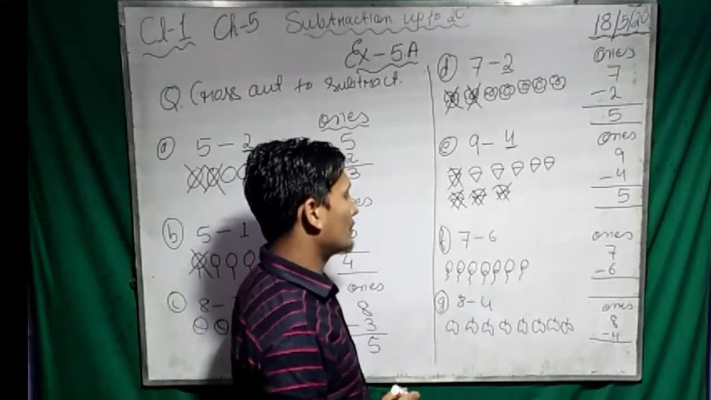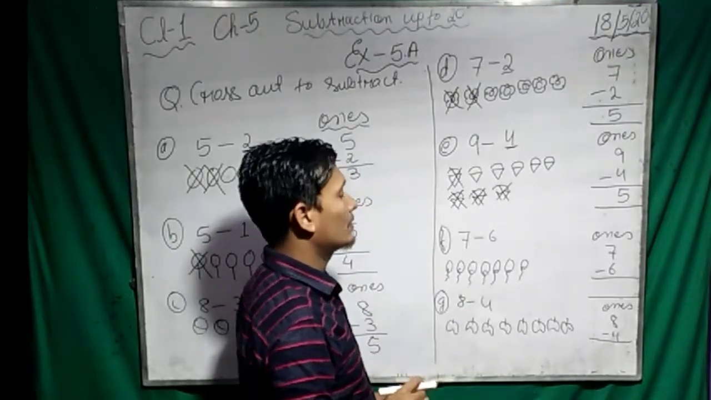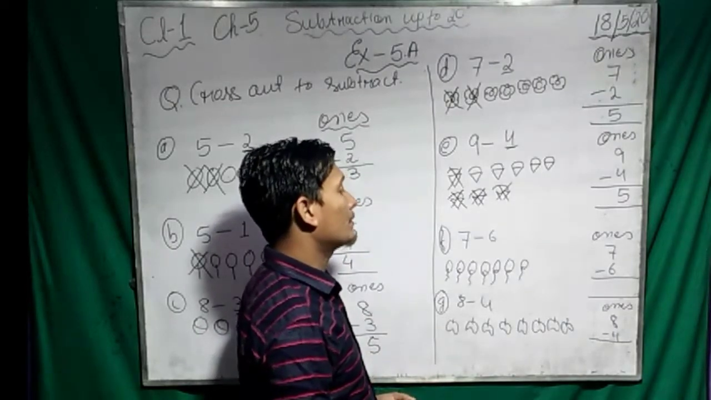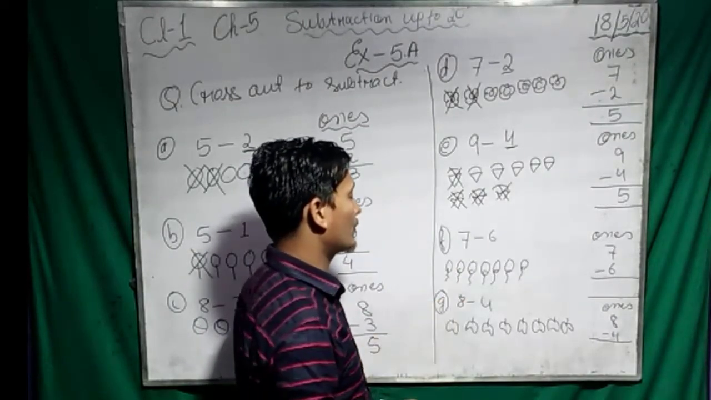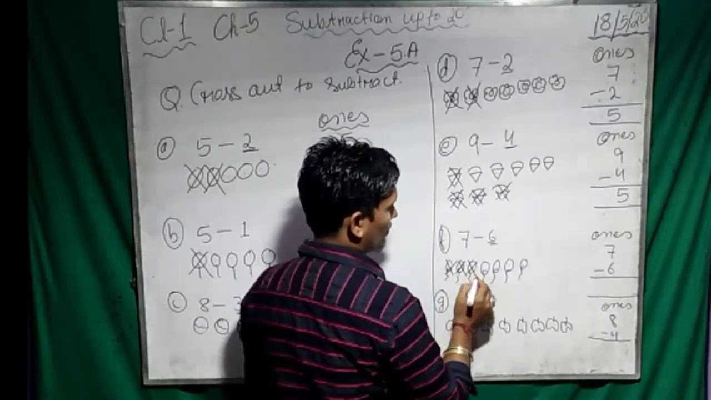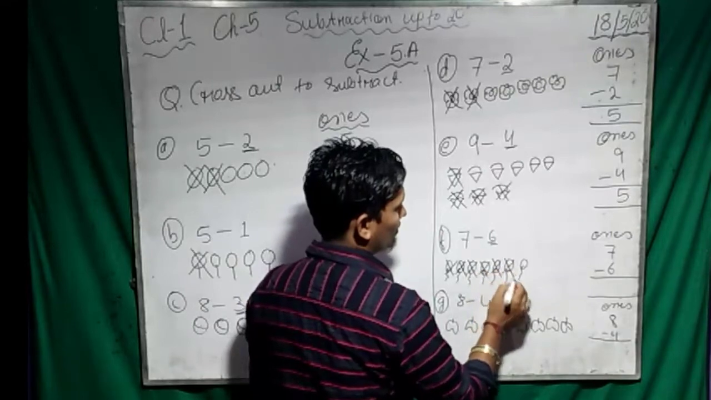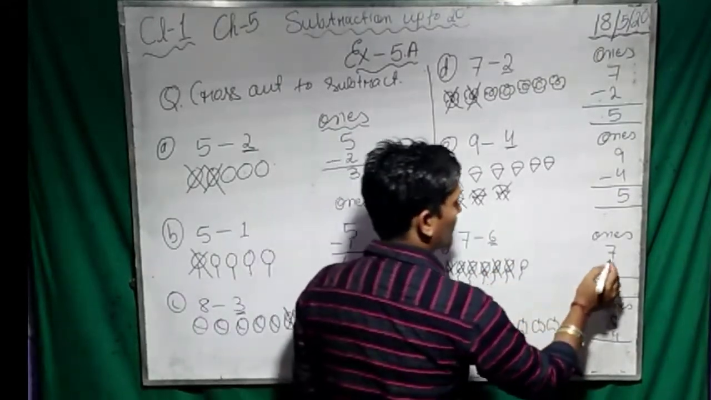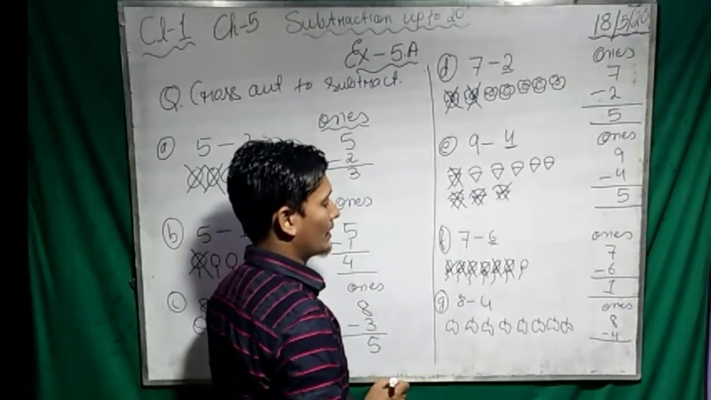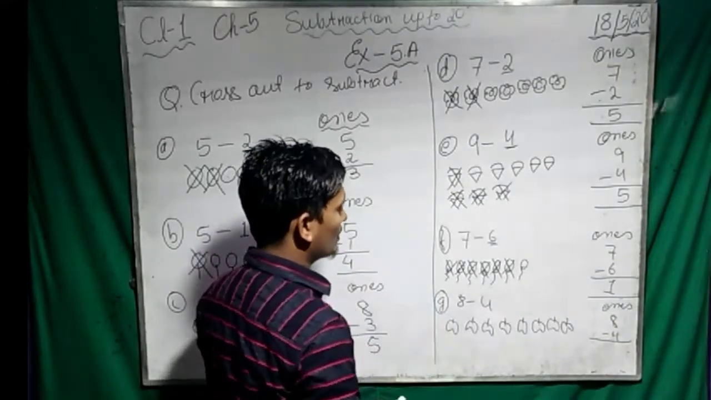So I have 7 balloons and I gave 6 balloons to my friend. So how many balloons do I have to cut from here? 6. So 1, 2, 3, 4, 5 and 6. So how many balloons are left? 7 minus 6, the answer is 1. Got it children? Okay.